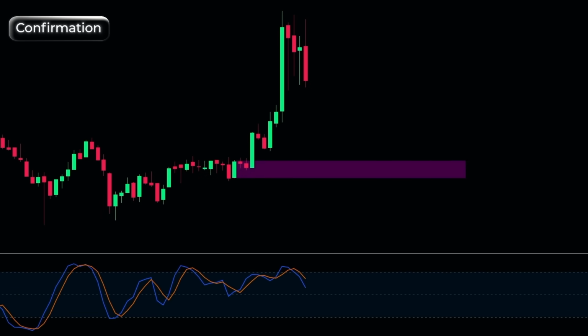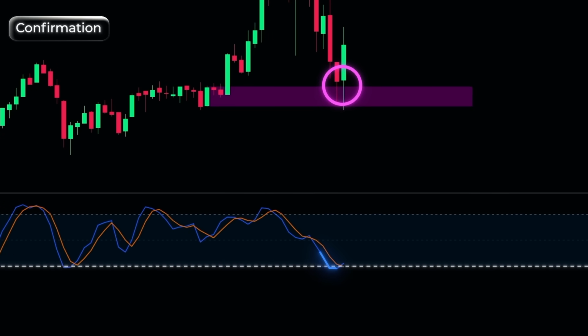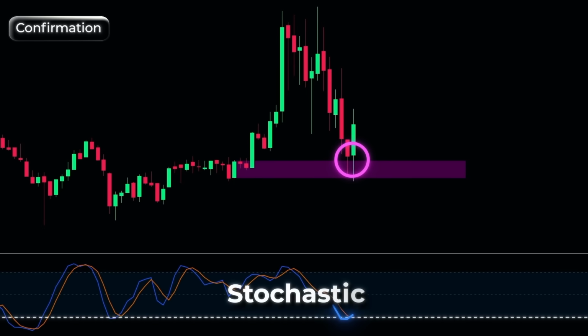So here's the specific confirmation I'm looking for. As price taps into the demand level, the blue stochastic line needs to break below the oversold line, which is this line, and then cross back upwards. This analysis from the indicator basically shows that price is becoming overextended and is starting to show signs of a potential bounce. So we're simply adding another analysis to confirm that the bounce is actually happening. And this small difference alone can drastically improve the accuracy of your trades.